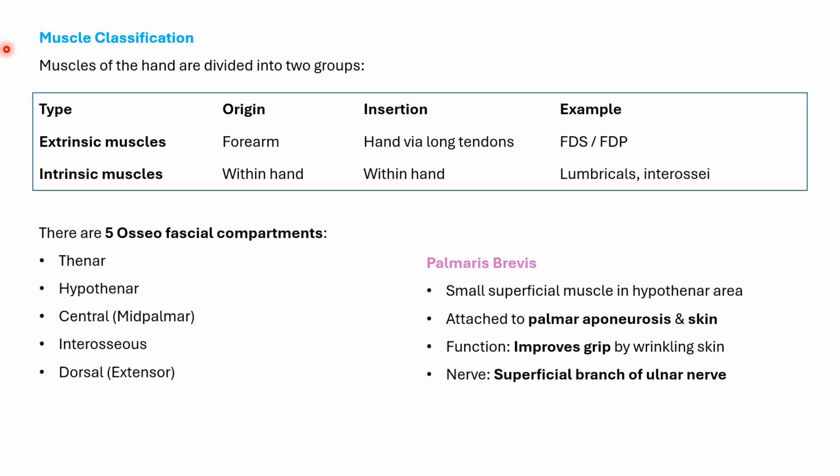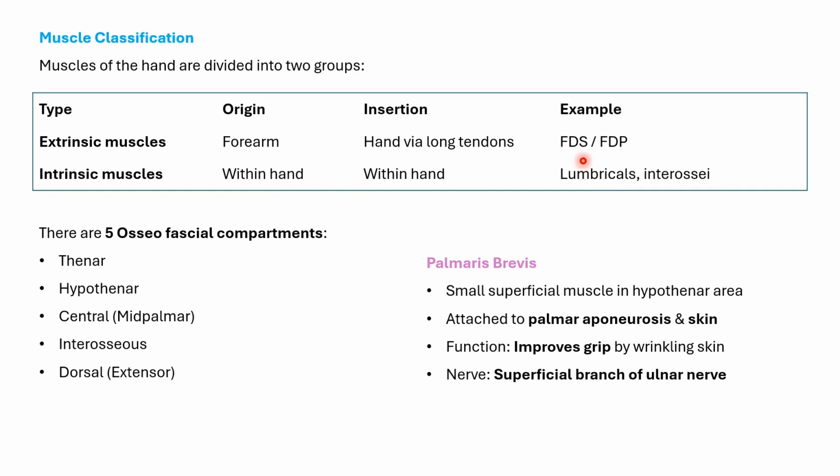Okay, now we learn about muscle classification of the hand. Muscles of the hand are divided into two groups. They are extrinsic muscles and intrinsic muscles. Extrinsic muscles originate in the forearm and insert in the hand via long tendons. Intrinsic muscles originate within the hand and insert within the hand.